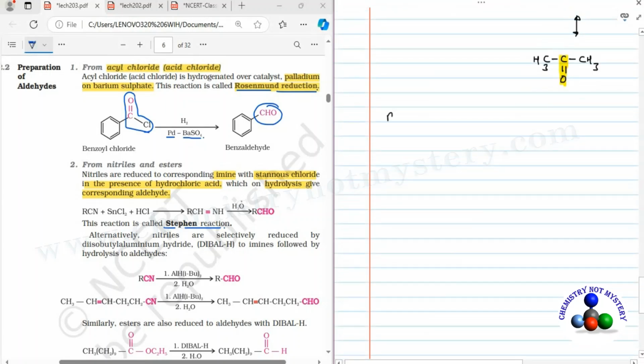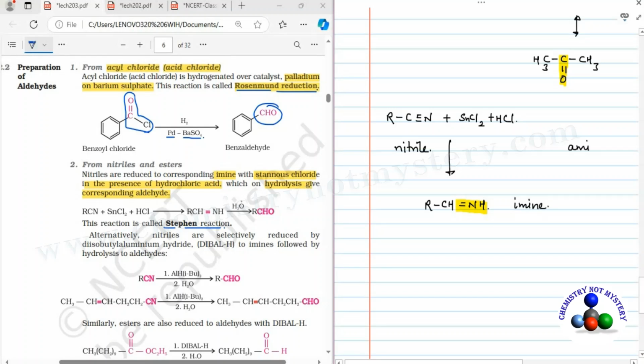So here it is given R. R can be any alkyl group and this is carbon. It is triply bonded to nitrogen. This is called a nitrile. When it undergoes reduction in the presence of SnCl2 and HCl, it reduces to imine, R, C, H, double bond NH. Double bond NH is called an imine.